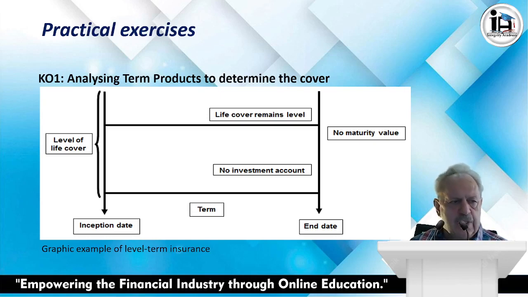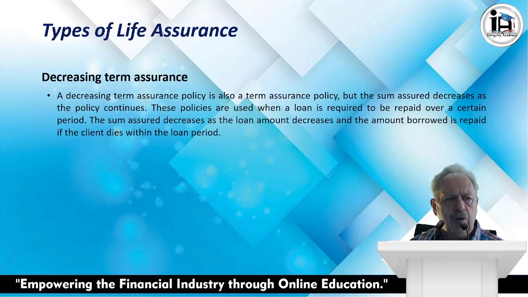But this policy is also without any profits, which means that there will be no maturity value at the end of the product. I've used these schematic diagrams when I engage with clients because that gives them a picture of what the product looks like and how it functions, and that also helps them to remember what you've discussed with them. On the next slide, we are looking at a decreasing term assurance.